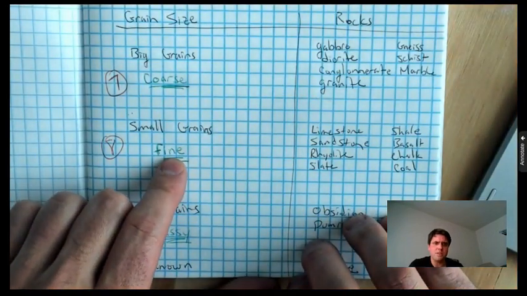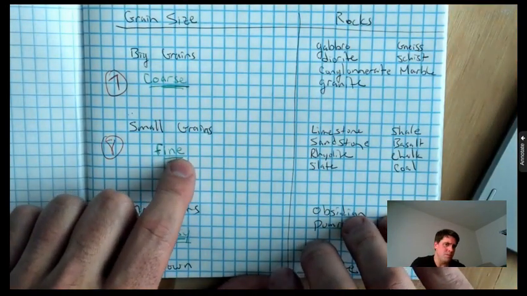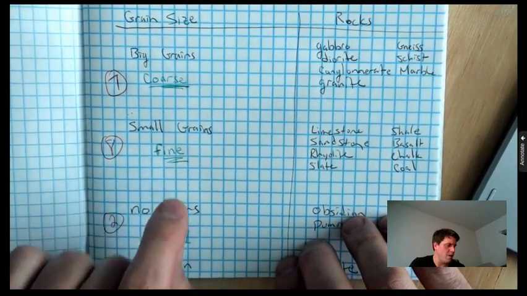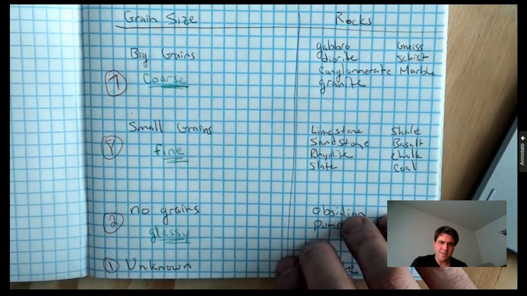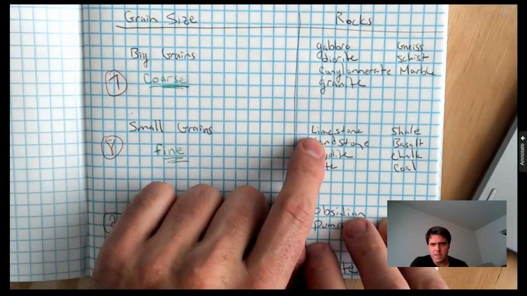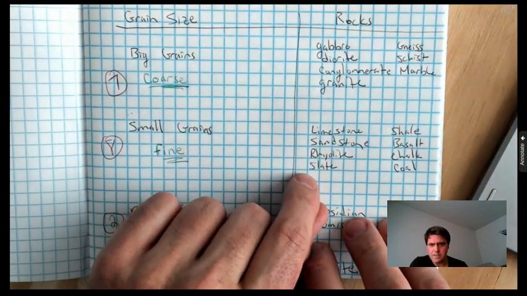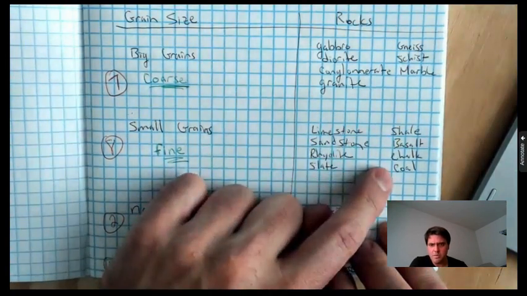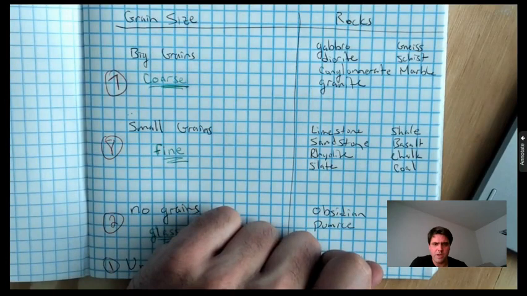Next is kind of small grains. These require a microscope. Fine grained is the word for this. So things that are small, they still have grains, but they're very, very tiny and hard to see with your eye and require a microscope. These are things like limestone, sandstone, rhyolite, slate, shale, basalt, chalk, and coal. And again, all of these things fall into that fine grained category.